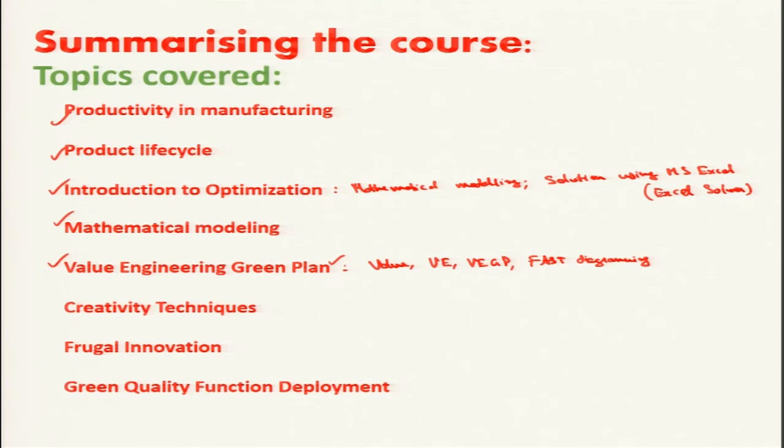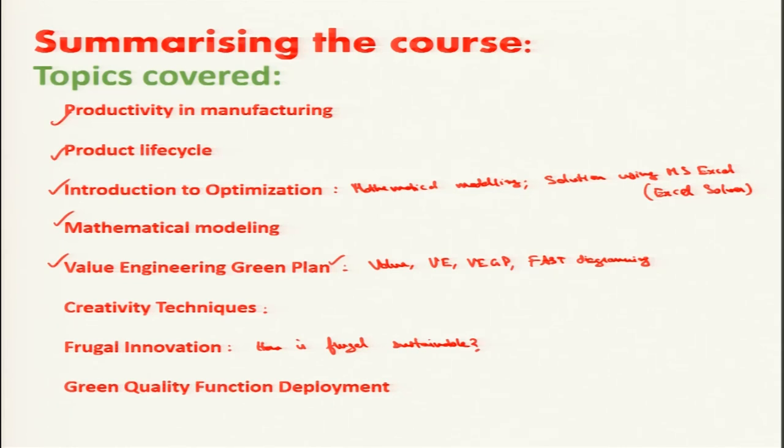Then we went to creativity techniques. In creativity techniques, we saw certain techniques like brainstorming, Gordon technique, checklisting; those techniques were discussed. Then after that we had a little discussion on frugal innovation, how frugal is sustainable, and frugal versus quality, frugal innovation versus social entrepreneurship. We saw how frugal is sustainable.